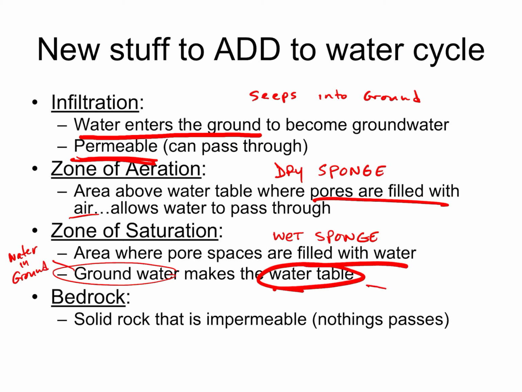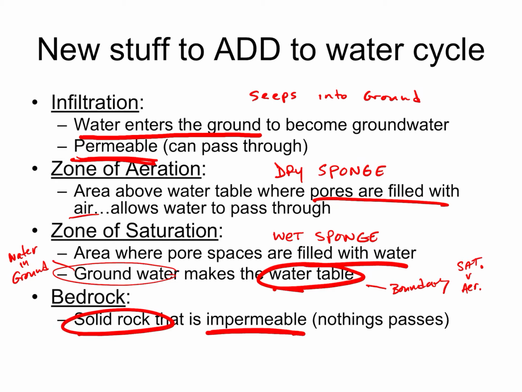All right, and that's going to make up the water table. That's going to be that boundary between the zone of saturation and the zone of aeration. Okay, and then you have bedrock. This is all the way at the bottom of the soil where you have that solid rock. It is impermeable. Nothing goes through it.